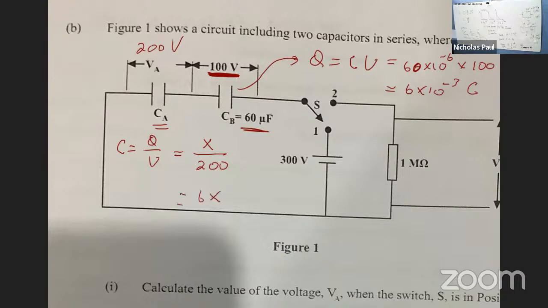So it's 6 by 10 to the minus 3 divided by 200. How much is that? 3 by 10 to the minus 5, so 30 micro. Yes, you can leave it like that, but it's a good habit to convert.